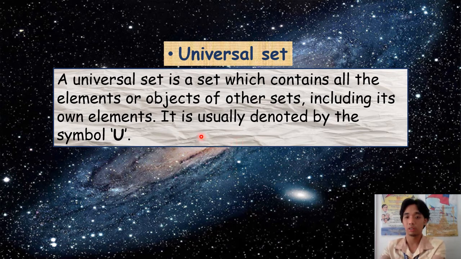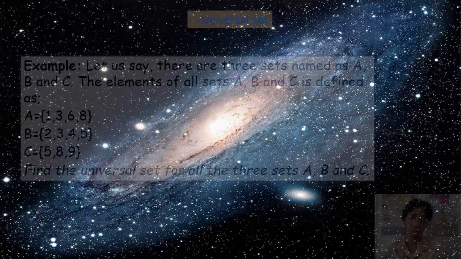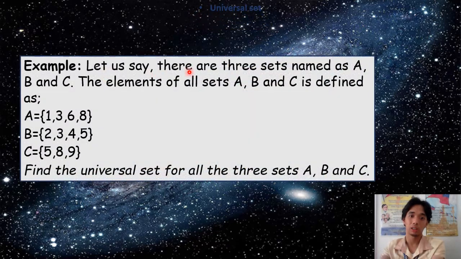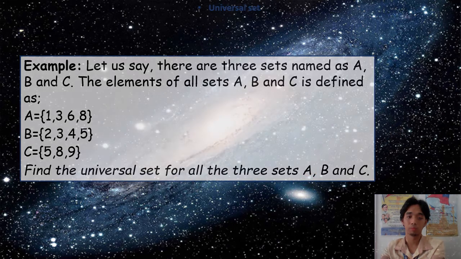So to elaborate this, let's give an example. Example, let us say there are three sets named as A, B, and C. The elements of all sets A, B, and C is defined as we have set A 1, 3, 6, 8, set B with 2, 3, 4, 5, and set C with 5, 8, 9. Find the universal set for all the three sets A, B, and C.